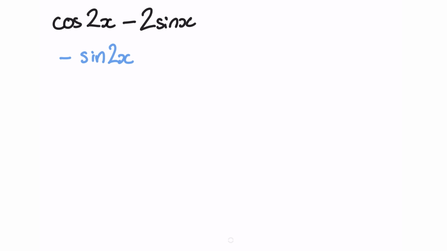But that 2x, we need to do the derivative of whatever's inside the cos and bring that out the front of the function. So the derivative of 2x is 2. So therefore, we bring that out to the front. So the derivative of cos 2x is just minus 2 sine 2x. The next one's relatively easy. Sine x will just become cos x. So therefore our answer is minus 2 sine 2x minus 2 cos x.